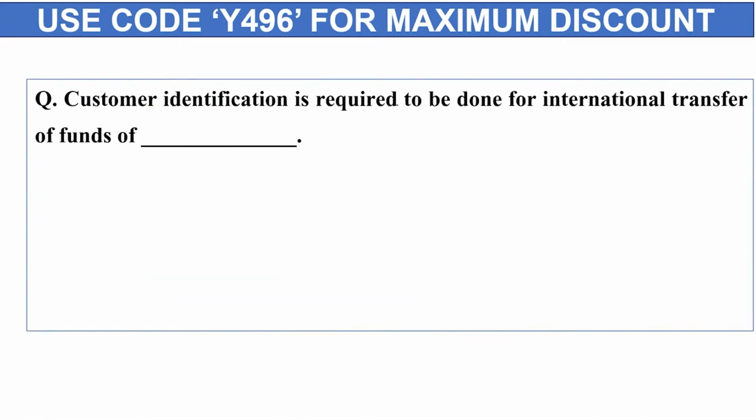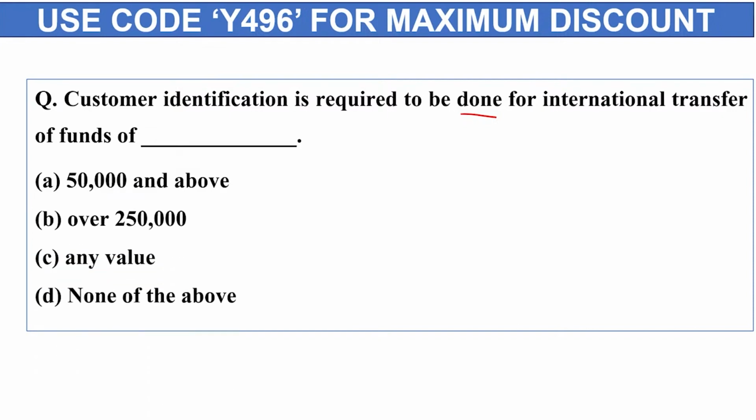Next, we have: customer identification is required to be done for international transfer of funds of dash. Is it 50,000 and above? Is it over 2,50,000? Is it any value? Is it none of the above? So the customer identification process here is required to be done for the international transfer of funds. So which of the following is the amount for which it is required? Also, the customer identification process can be complied with through virtual CIP, right? E-KYC, virtual CIP, digital KYC, all these things can be performed for your customer identification process.